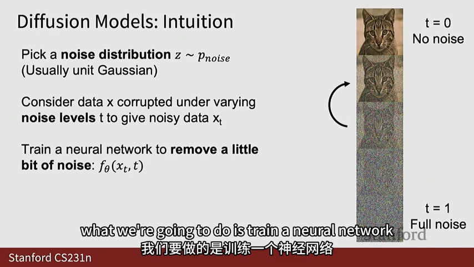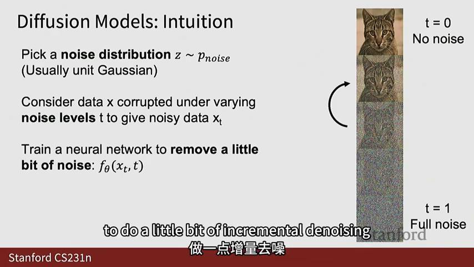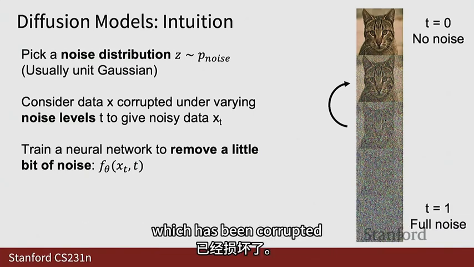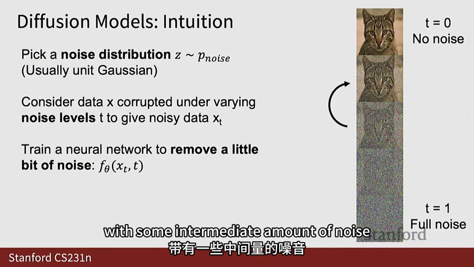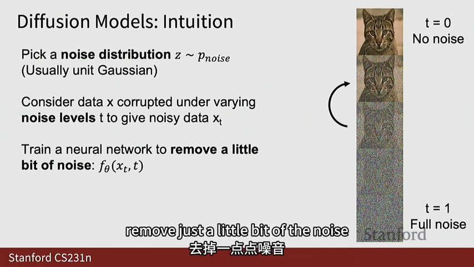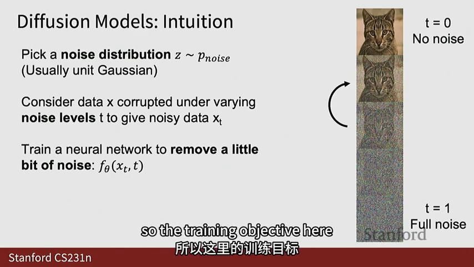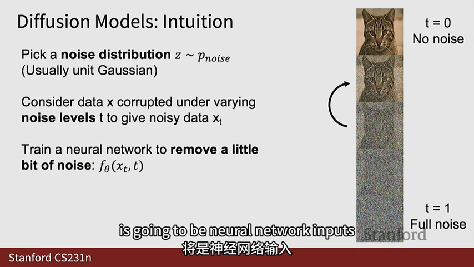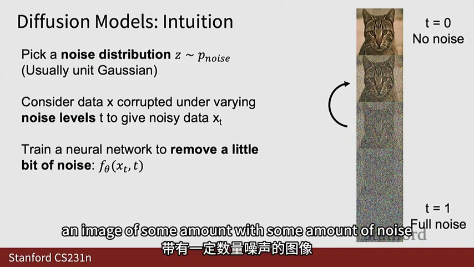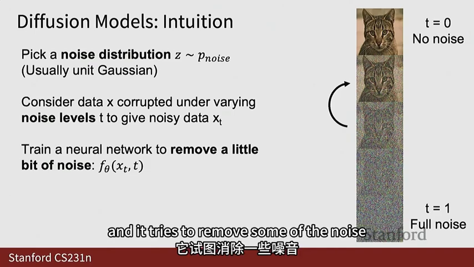And now what we're going to do is train a neural network to do a little bit of incremental denoising. So the neural network is going to receive some sample, which is a piece of data, which has been corrupted with some intermediate amount of noise. And now the neural network is going to be trained to try to clean it up a little bit, remove just a little bit of the noise. So the training objective here is going to be: neural network inputs an image with some amount of noise, and it tries to remove some of the noise.